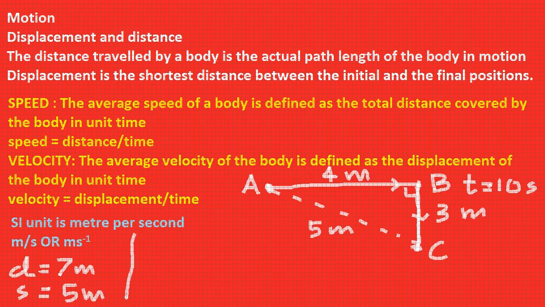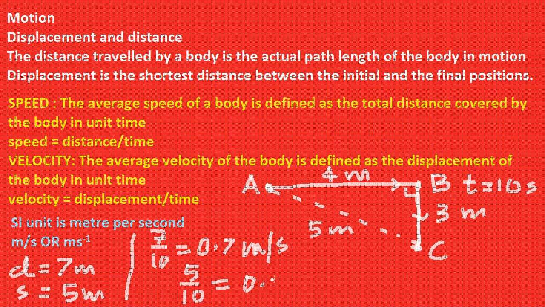Now after having calculated the distance and displacement, we can go on to calculate the speed and velocity of the body. The speed of the body is distance by time. So speed will be 7 by 10, which is equal to 0.7 meter per second. On the other hand, the velocity is displacement by time, so velocity will be displacement, which is 5, and time again is 10. So it will be 5 by 10, which is equal to 0.5 meter per second.